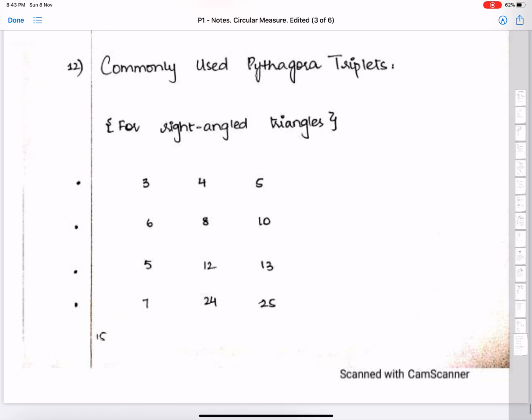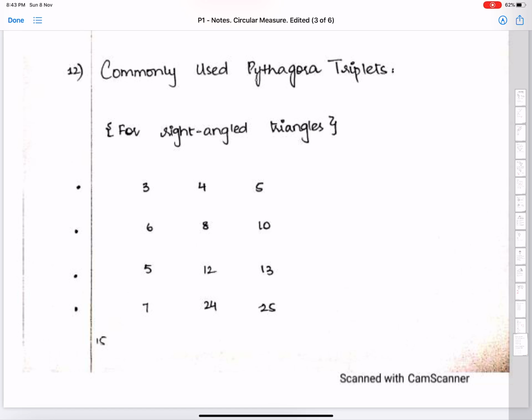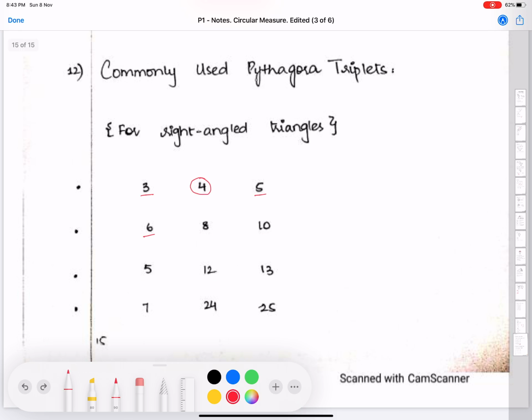Commonly used Pythagoras triplets. These are some commonly used Pythagoras triplets. These triplets will make your calculation very simple and fast. If 3 and 5 are known, then the remaining one will be 4. If 6 and 8 are given, then the remaining one will be 10. 5 and 12, the remaining one will be 13. 24 and 25, the remaining one will be 7. These triplets will make the calculation very fast.